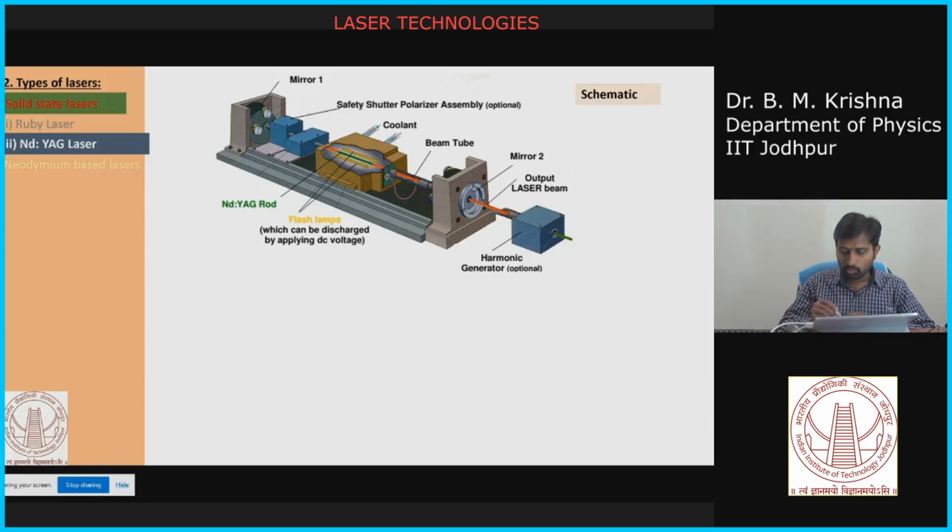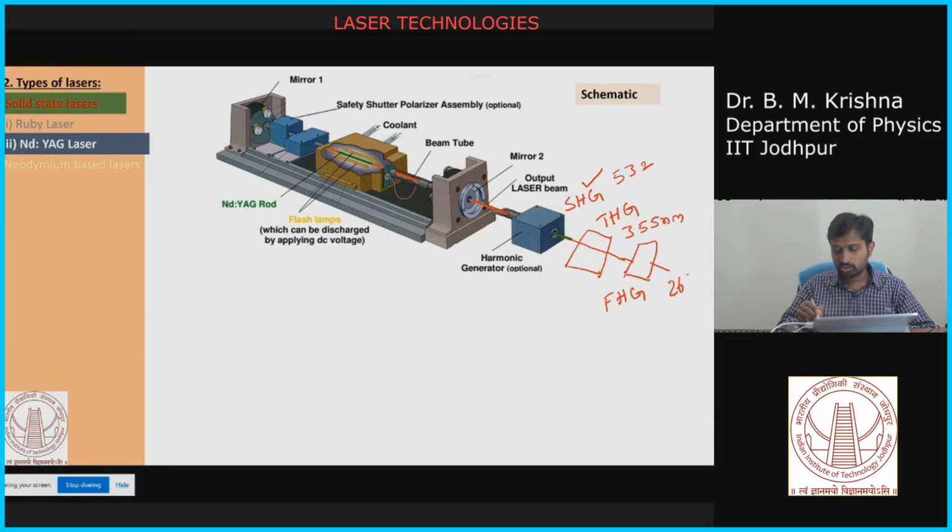So now with one harmonic generator, you will get 532. Now if you use one more harmonic generator here with a different nonlinear crystal, this green light may be converted further. This is the second harmonic generation crystal and this will be the third harmonic generation crystal. This third harmonic generation crystal will convert your wavelength to around 355 nanometers. So you come up with 1064 nanometer, with SHG you have 532 nanometer, with THG you get 355 nanometer, and with fourth harmonic generation you get 266 nanometers, in the UV.